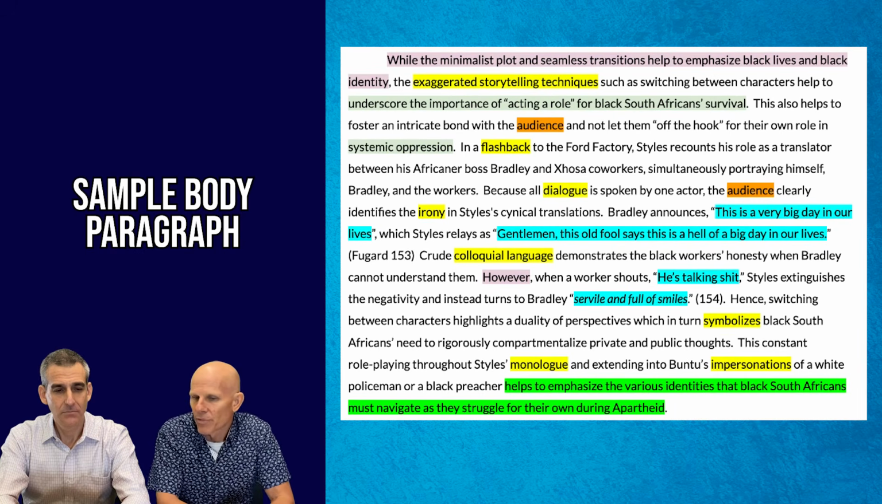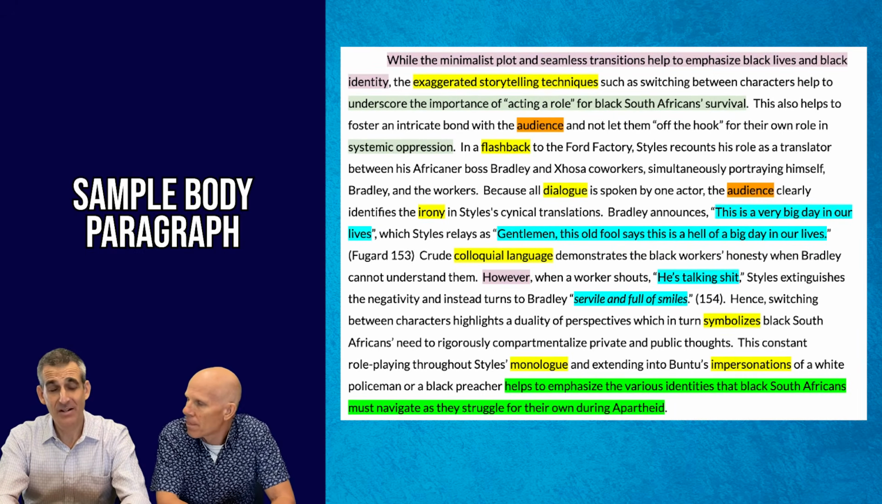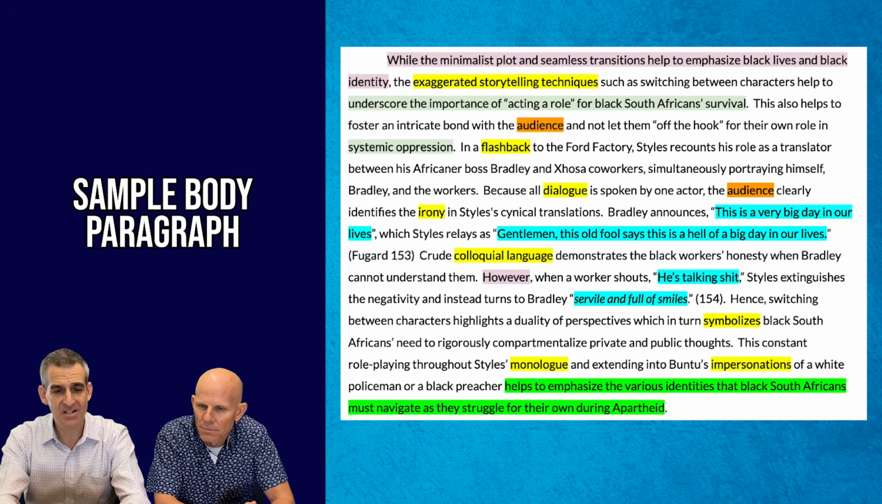So why don't you talk about this first? Yeah, I'd like to read the first sentence because the first time I read the paper, I was really struck by this. It says, while the minimalist plot and seamless transitions help to emphasize Black lives and Black identity, the exaggerated storytelling techniques, such as switching between characters, help to underscore the importance of acting a role for Black South Africans' survival. Mr. Giles, that is a big transition.